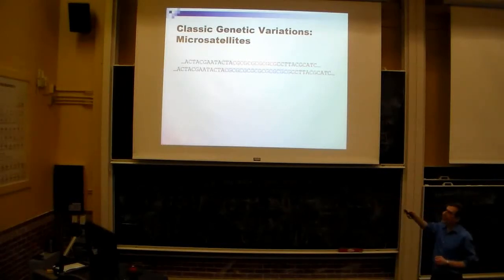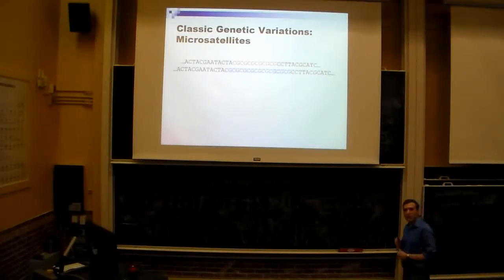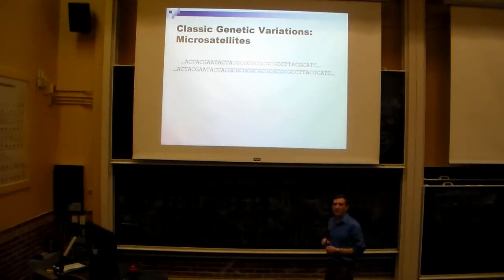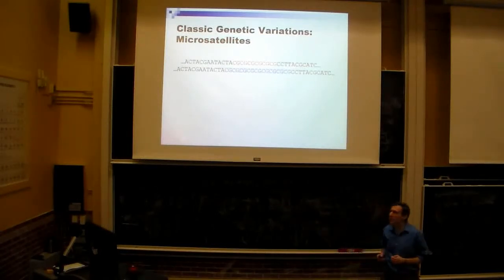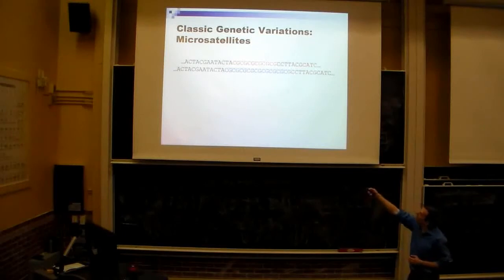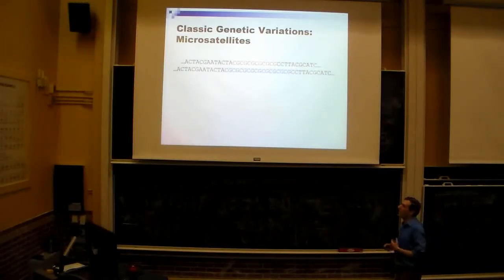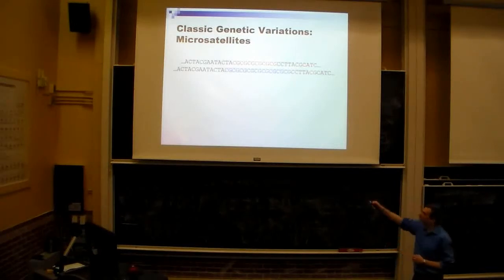And what an STR variation consists of is simply a small repeating pattern of sequence that is repeated different numbers of times in different copies or different people's copies of a particular region of genetic variation. So here, for example, we might have a repeat of the nucleotides GC, and different copies of this chromosome have different numbers of GCs in them. That would be what a microsatellite might look like.